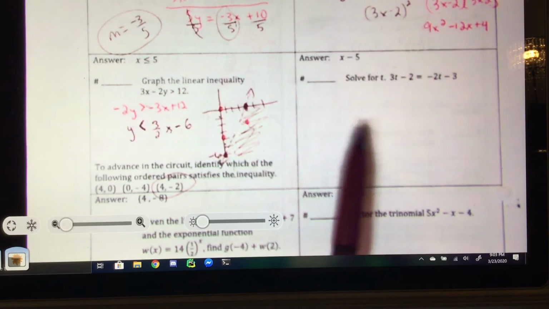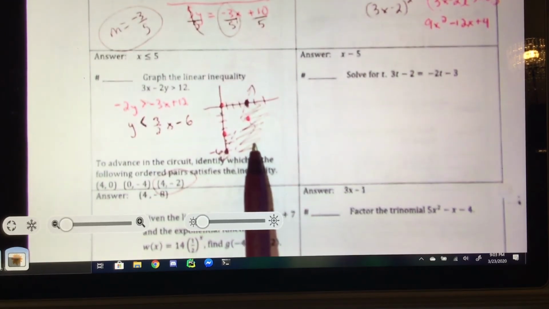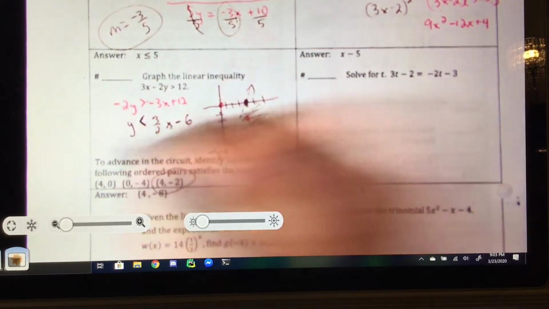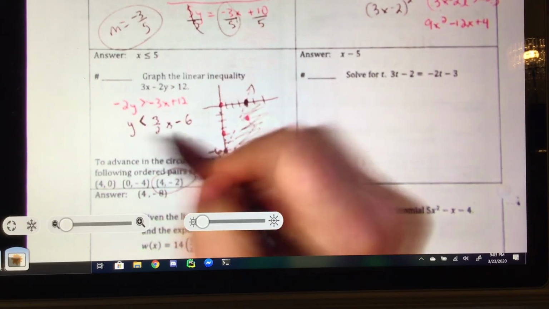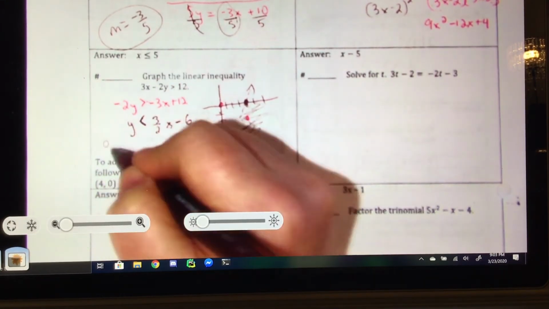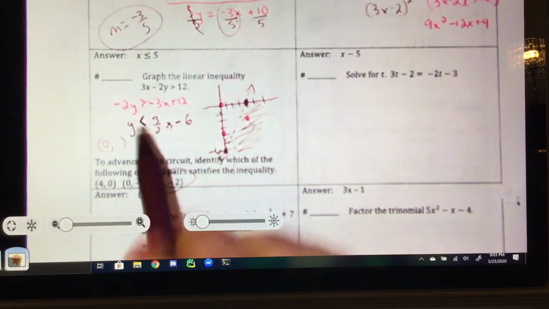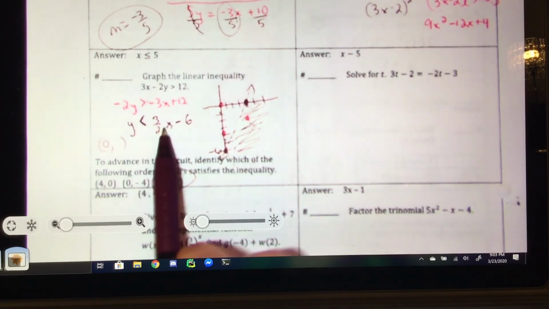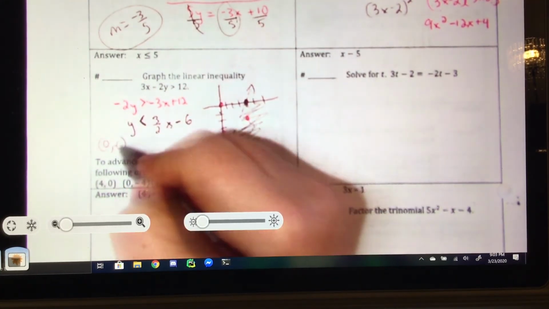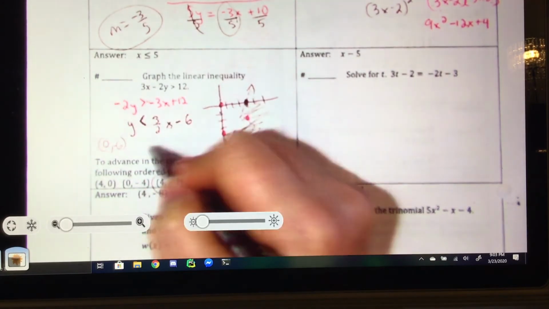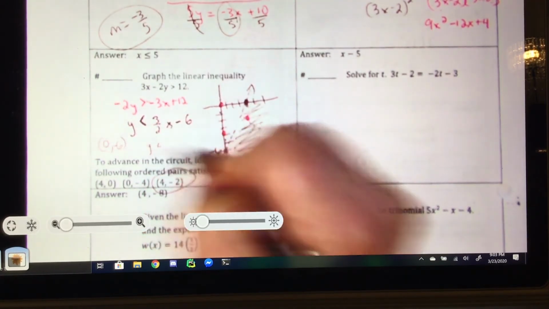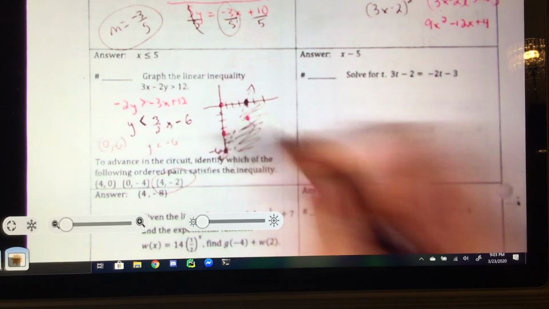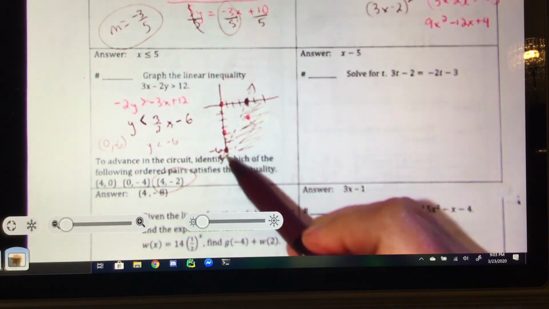So how did I figure out that this part was the shaded part? I plugged in, if x is 0, what should y equal here? And if x is 0, then y would be negative 6. And for this to be true, y would have to be less than negative 6. So it could be negative 7, negative 8, negative 9, something like that. So that's how I figured it out. Again, math 1 stuff.